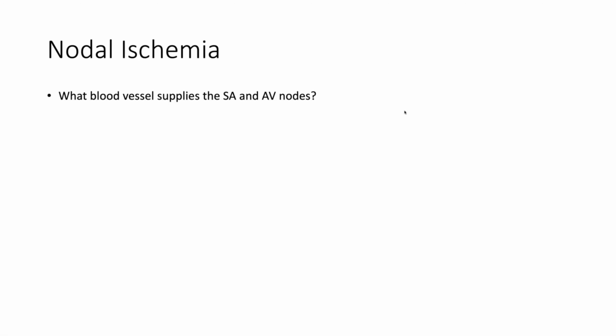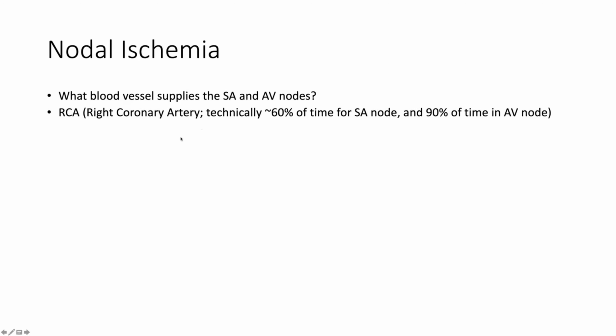I think the circumflex. So usually it's... Is it right coronary artery? Yeah, usually it's large. Sorry. Yeah. Technically, you're right. If you want to get really specific, it's about 60% of the time for the SA node, about 90% of the time for the AV node. But for test purposes, it's almost always going to be the RCA. But it's a pretty common thing.